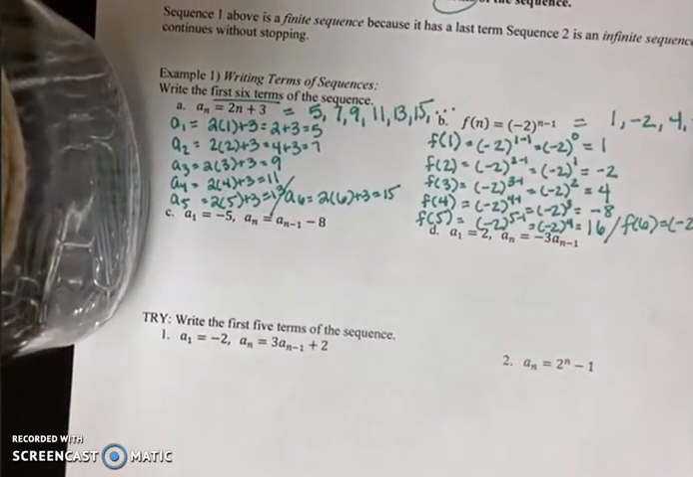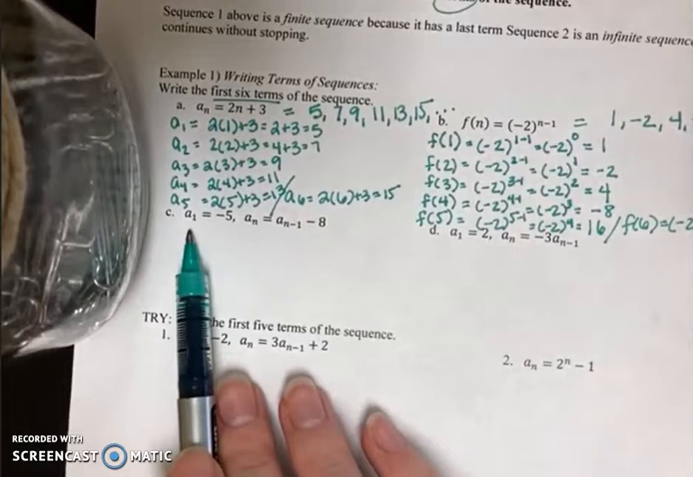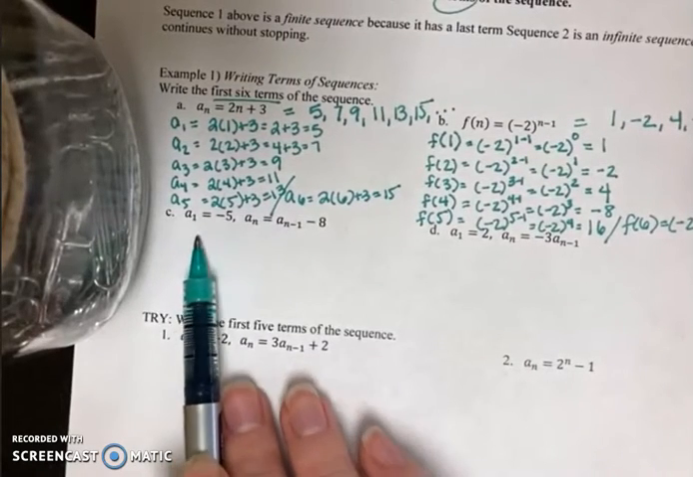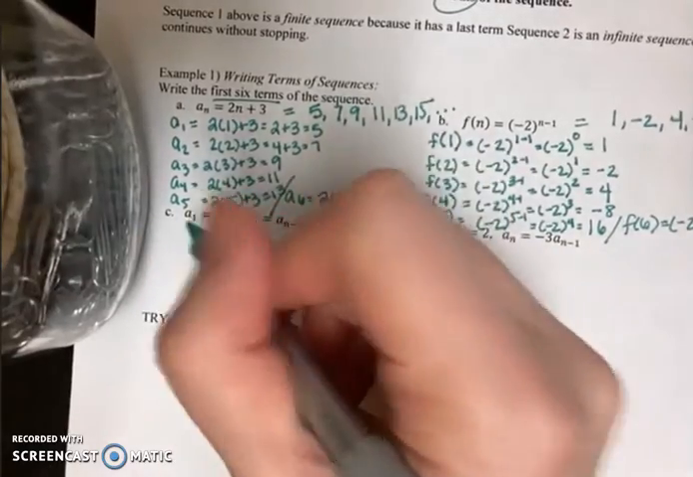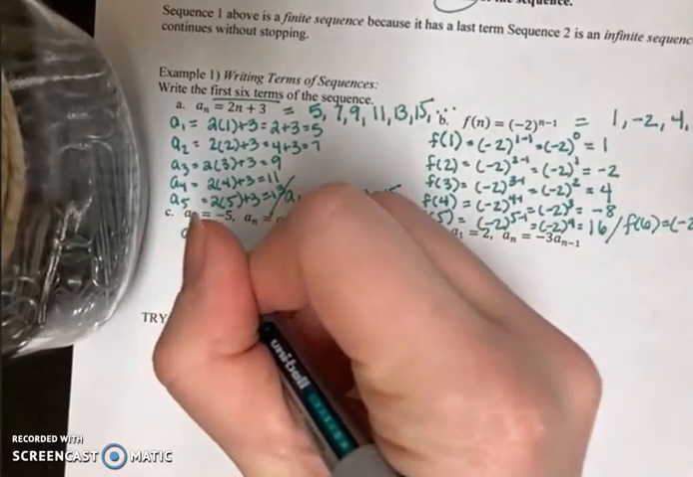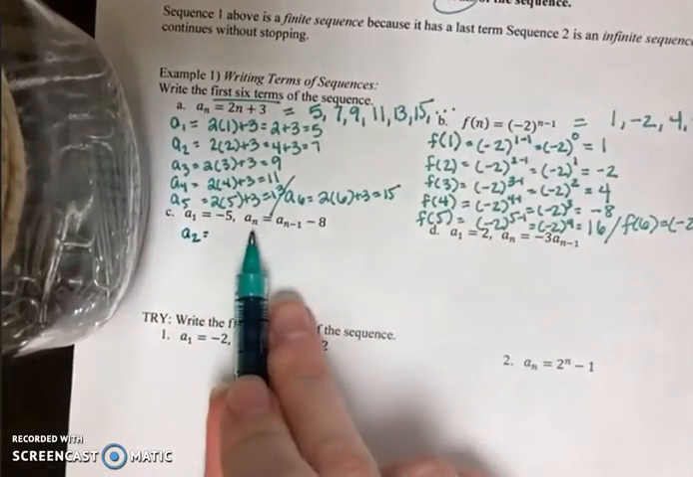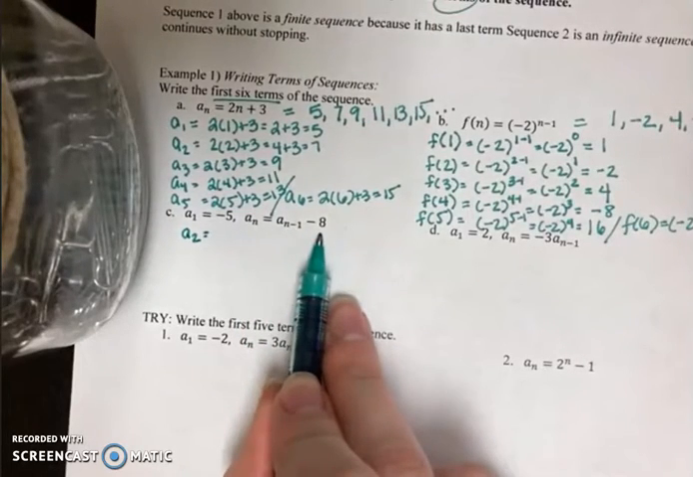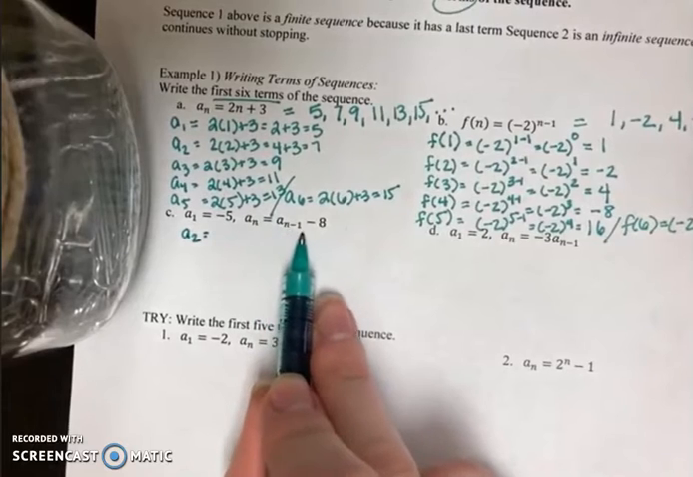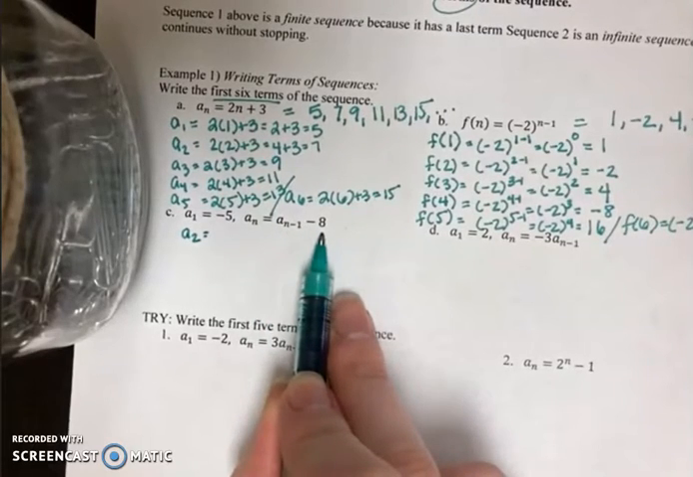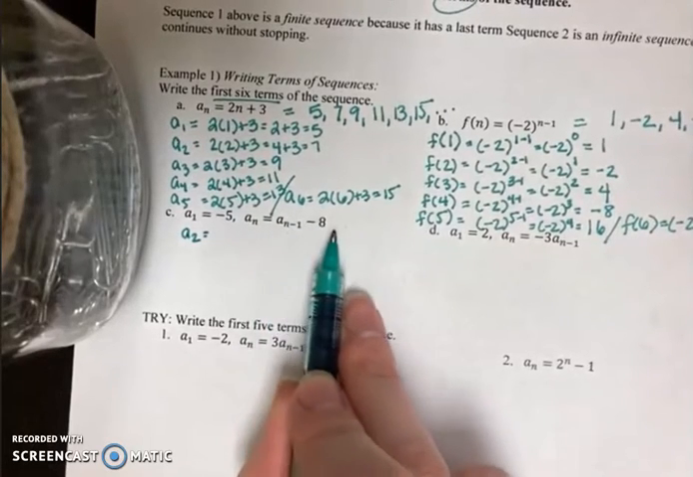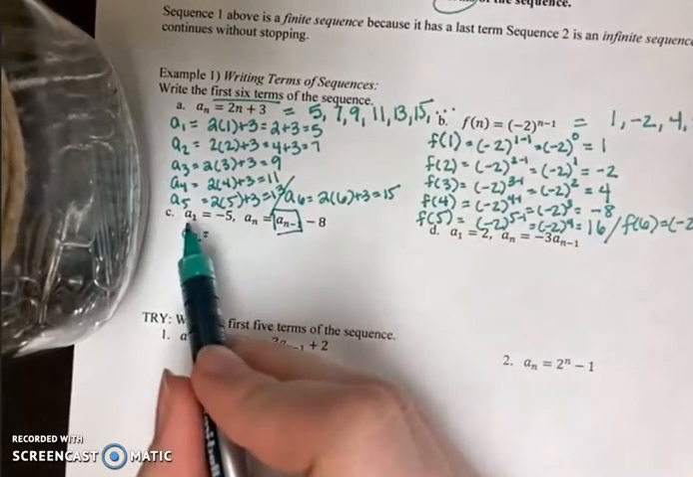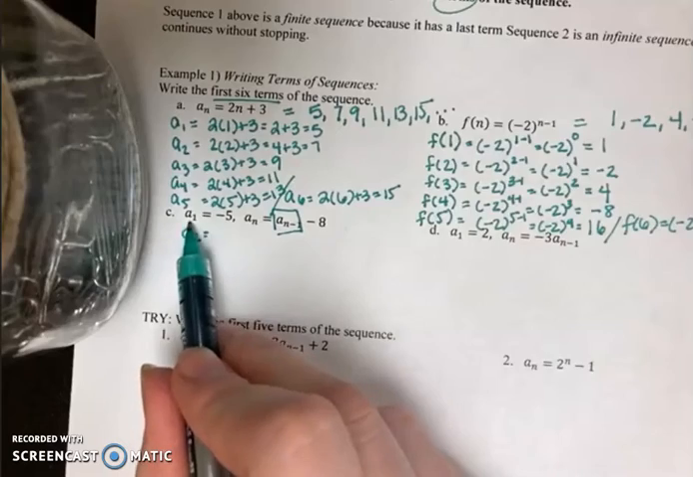C and D look a little bit different. For this one, it gives you the starting one. So we already have a sub 1. And we're going to use this to find the other terms. So if I have a sub 1, a sub 2 is going to be a sub n minus 1 minus 8, or a sub 2 minus 1 minus 8, or a sub 1 minus 8. Really, when you see this, I want you to think to use the previous term. So for a sub 2, I'm going to do a sub 1 minus 8.